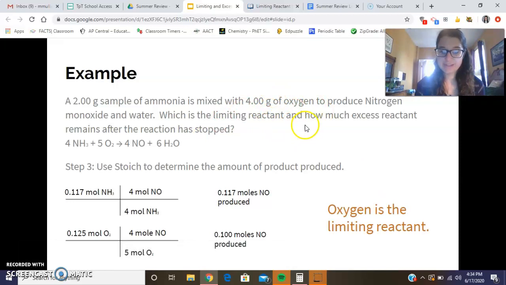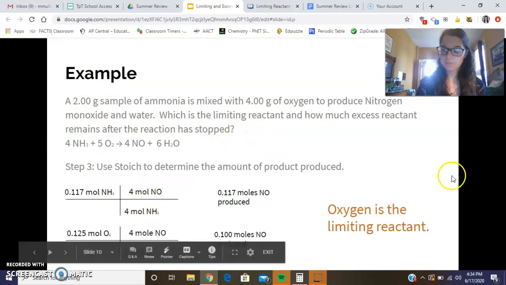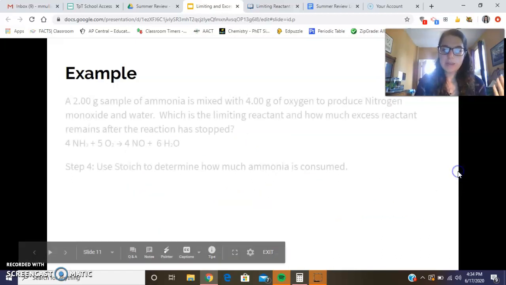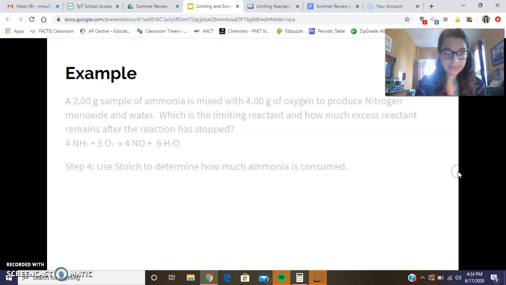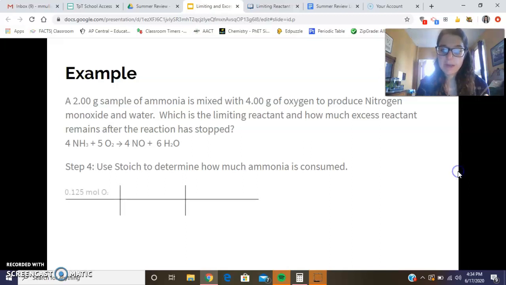I also have to answer how much excess reactant remains after the reaction has stopped. So how much do I have left over of ammonia? So from here, I'm again going to use stoichiometry, this time comparing the amount of ammonia that would be consumed based on the amount of oxygen used. So since oxygen is my limiting reactant, I know I'm using all of it, 0.125 moles of O2.